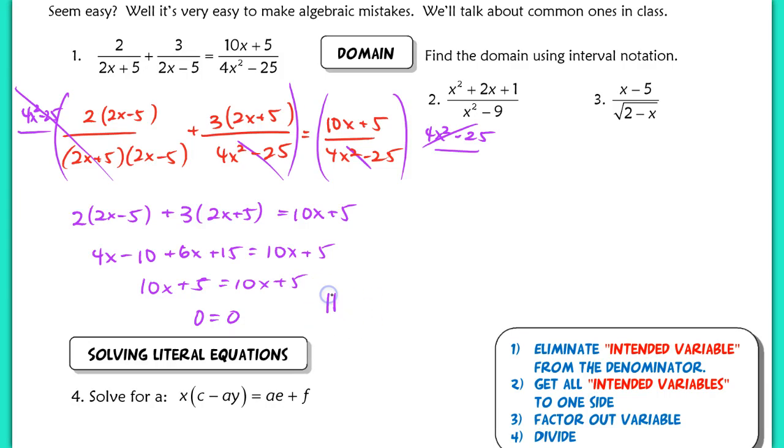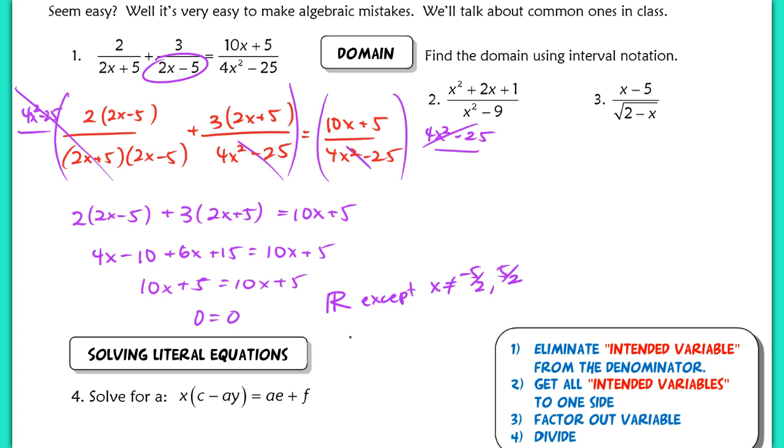Now if you wanted to write all reals, remember we can write that with that double bar R like this, except x is not allowed to be, we said, -5/2, right? But also x can't be 5/2 as well. If x is 5/2 or -5/2, then we have 0 in the denominator. So this is how you could write your answer.